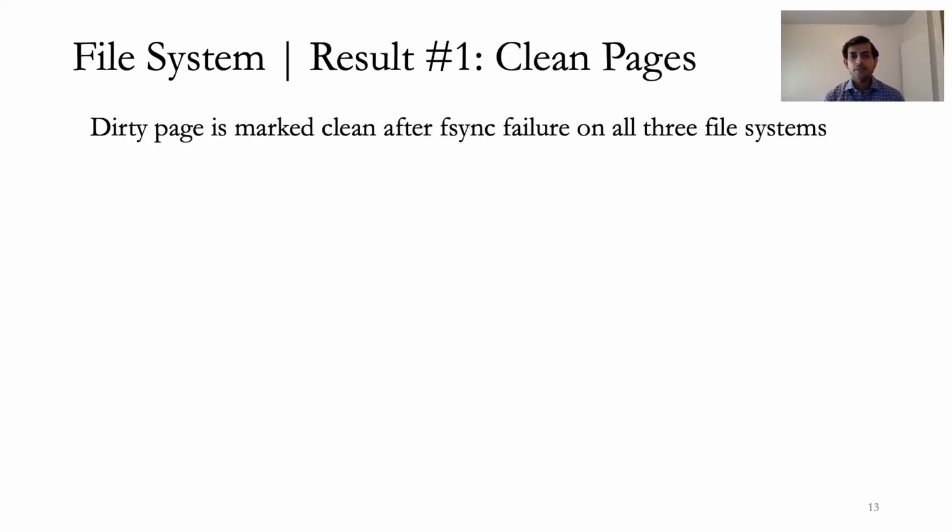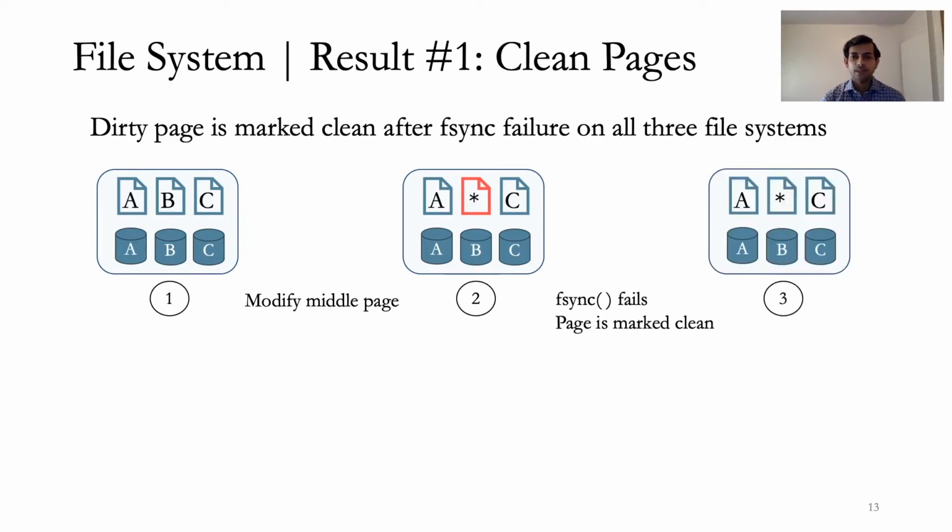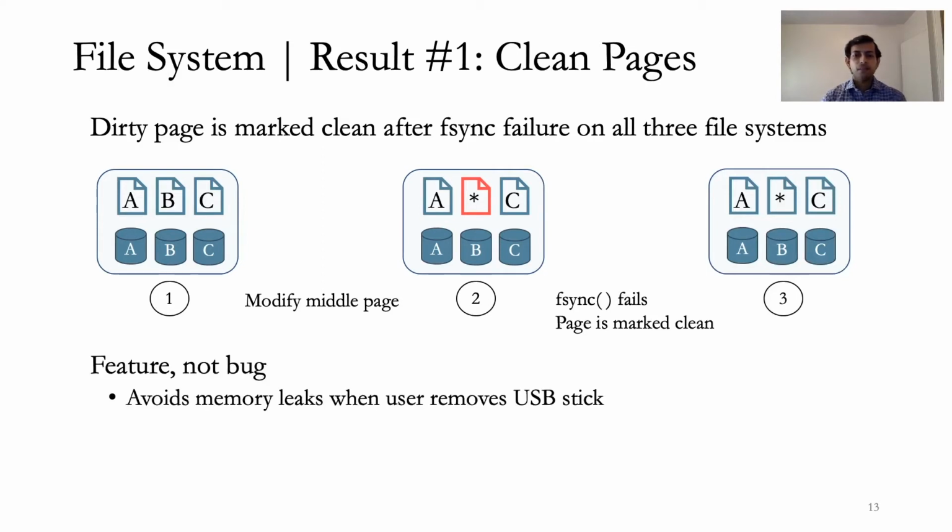So let's dive into the results. We found that all 3 file systems mark the page clean. Taking the in-place modification as an example, when the write system call returns, the middle page is dirty. And we configured dmloki to fail the write to the disk, so when fsync is called, it fails, but the page isn't dirty anymore. And this isn't really a bug.